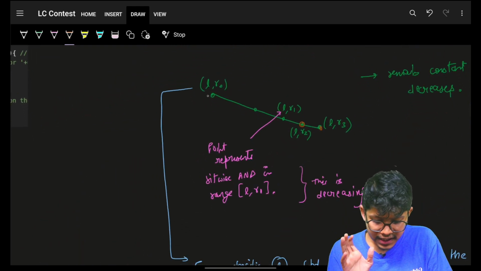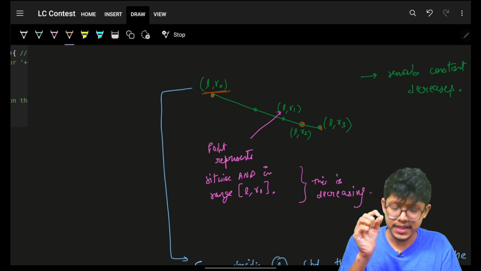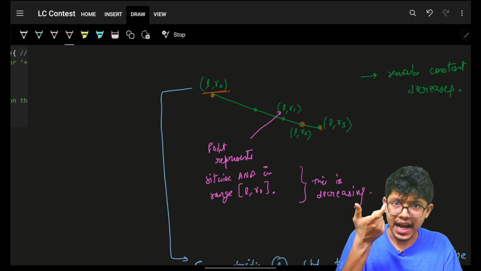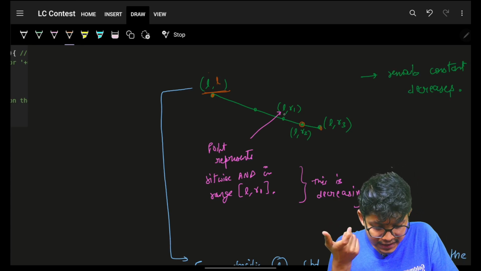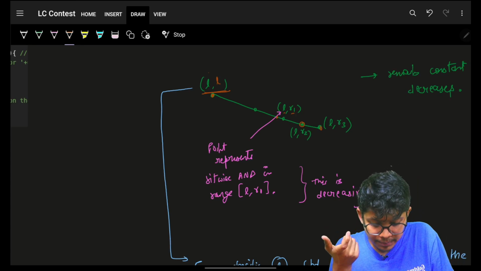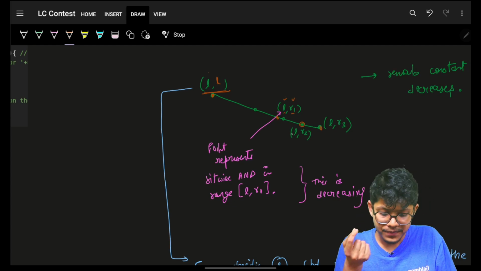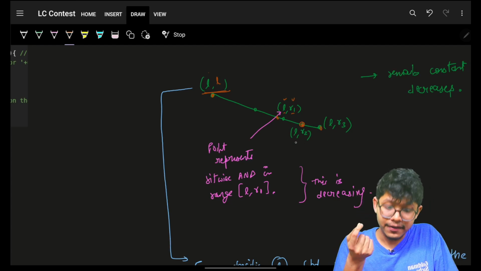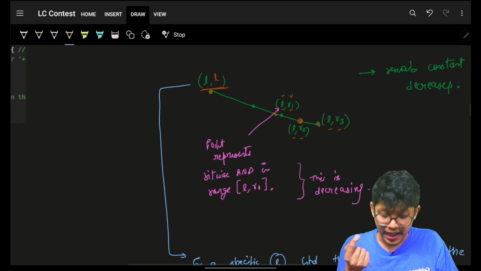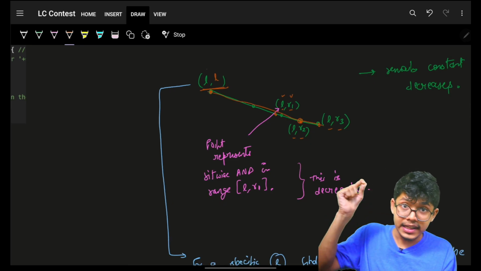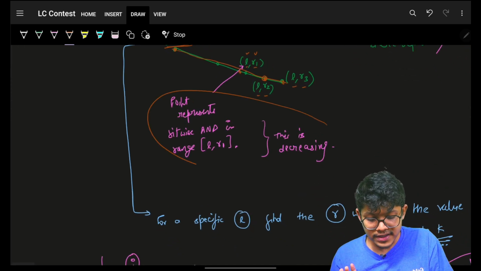So we realized if I have some L comma R0, this dot represents the range AND value from L to R0, or you can also say L to L. This dot represents the range AND value from L to R1. This dot represents the range AND value from L to R2. This dot represents the range AND value from L to R3. And I can easily see it is decreasing. It will keep on decreasing. So we realize that it is always decreasing.